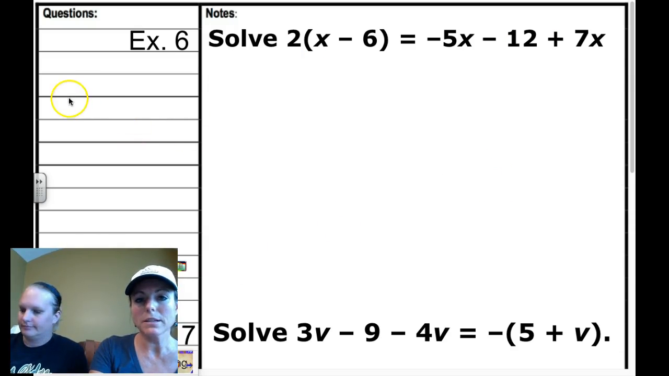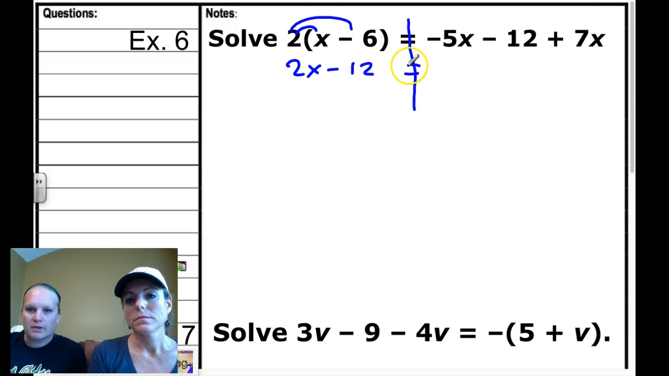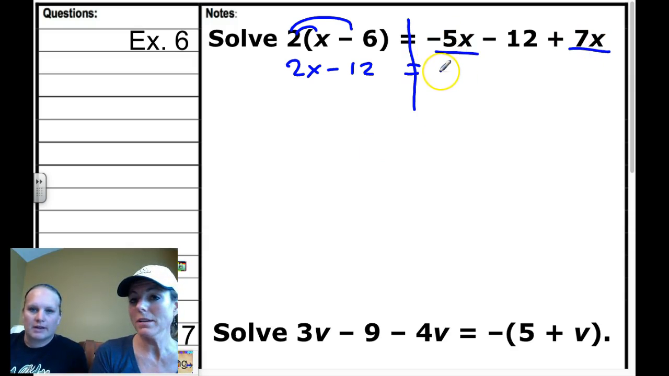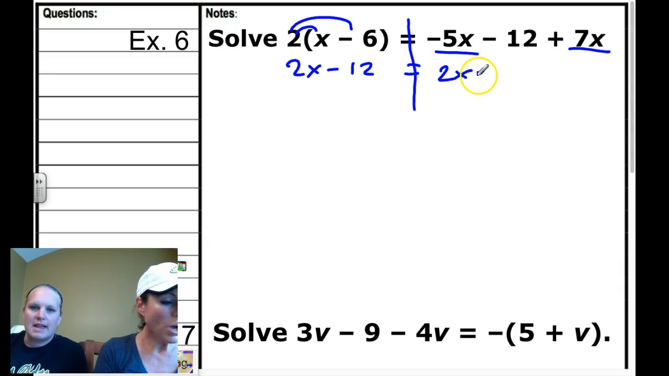Let's do example 6. So step 1, simplify each side. We're going to distribute the 2, so I get 2x minus 12 equals, and I look for my like terms. We can combine, so that would be 2x minus 12. It's the exact same thing on both sides.